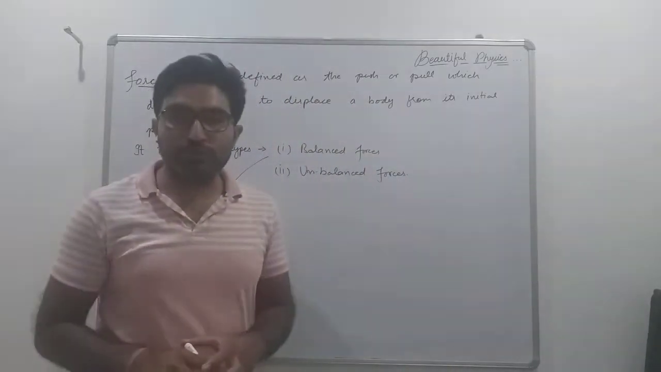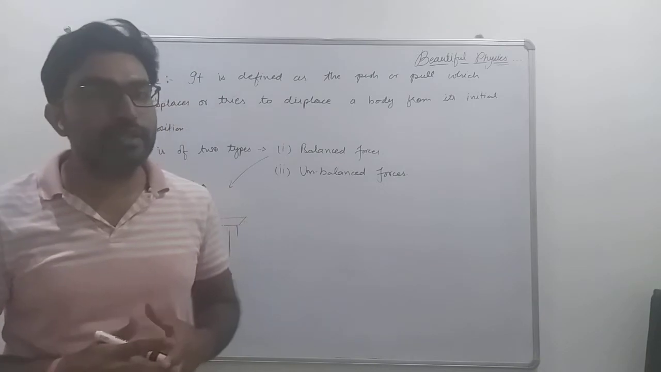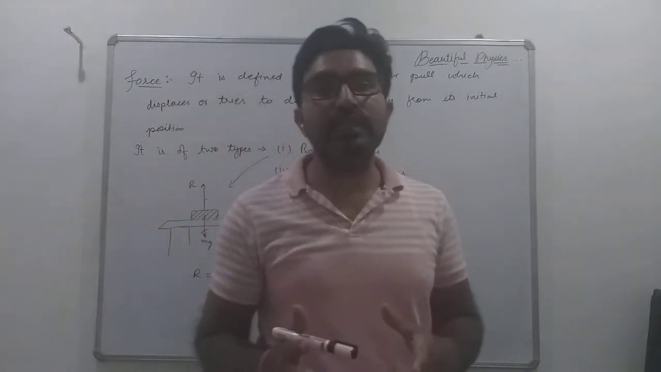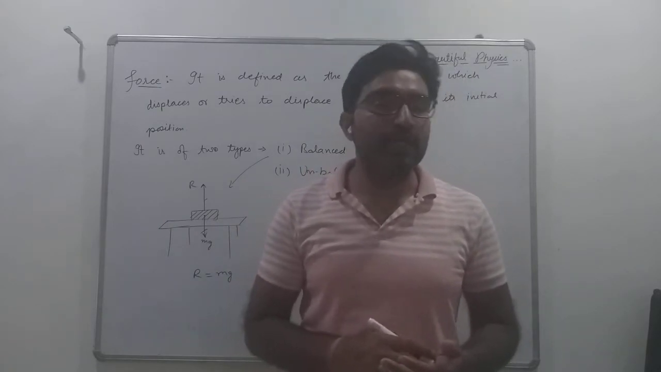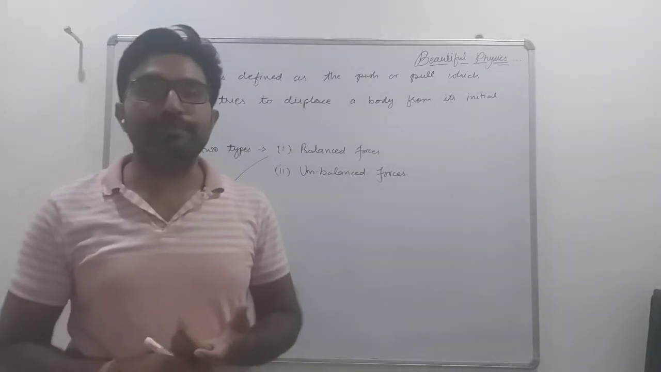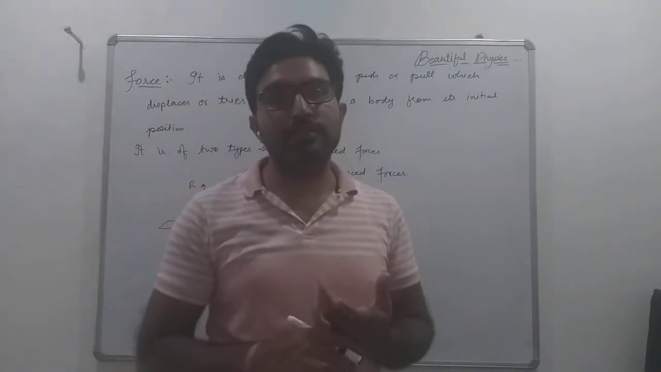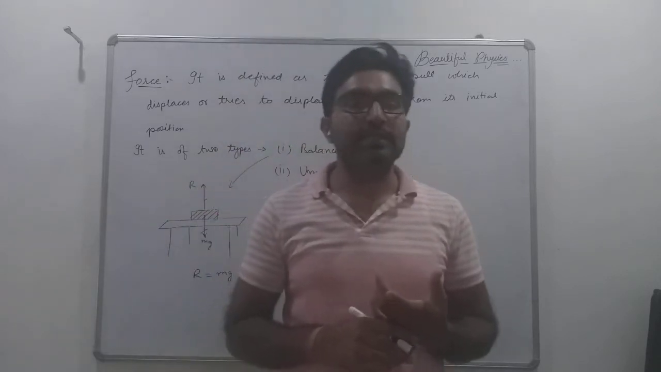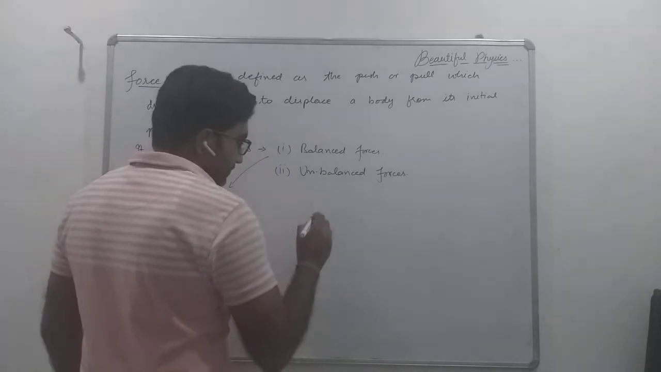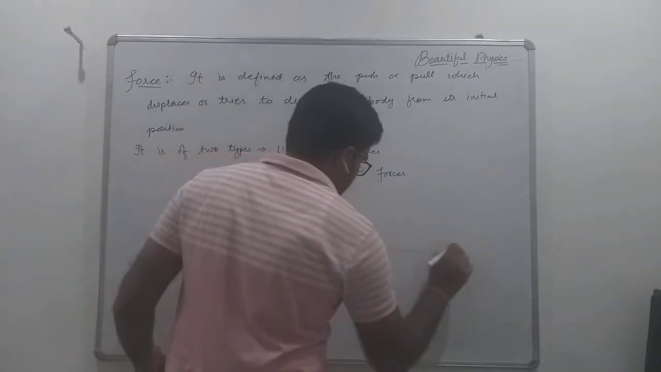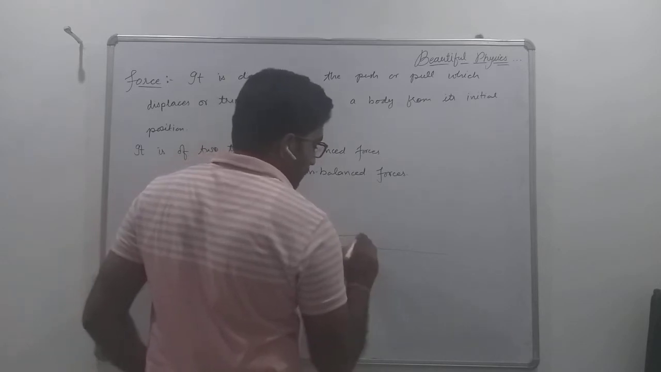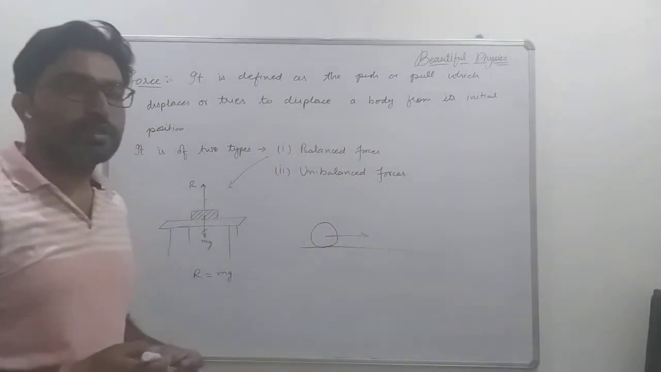On the other hand, unbalanced forces are those forces whose net effect is not zero, and due to the unbalanced forces there is a motion in the body. Or we can simply say that all the bodies which are in motion are said to have unbalanced forces. Let's take an example of unbalanced forces. Suppose we have a ball which is rolling on the floor.